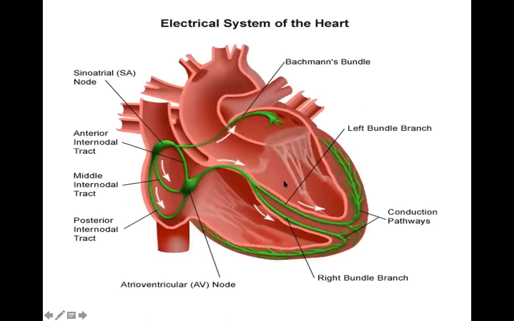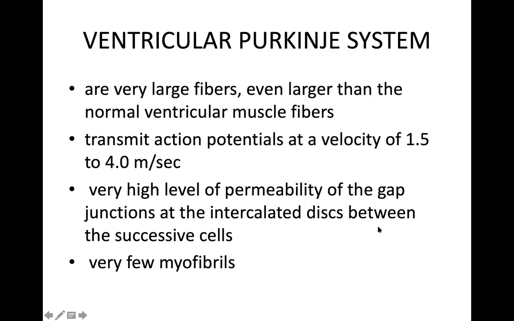So this is the location of your AV node, which is located in the posterior wall of the right atrium immediately behind the tricuspid. So if there's a problem in your tricuspid valve, you will have an arrhythmia secondary to damage to your atrioventricular node. Next, your ventricular Purkinje system.